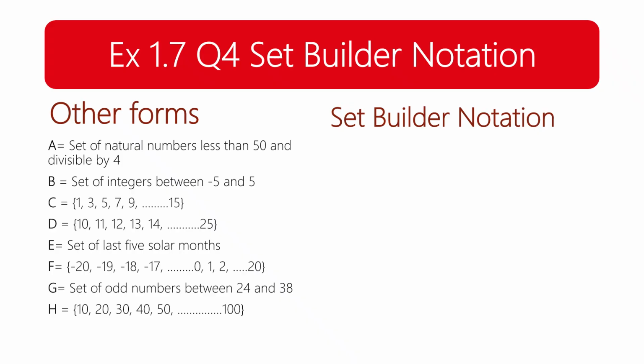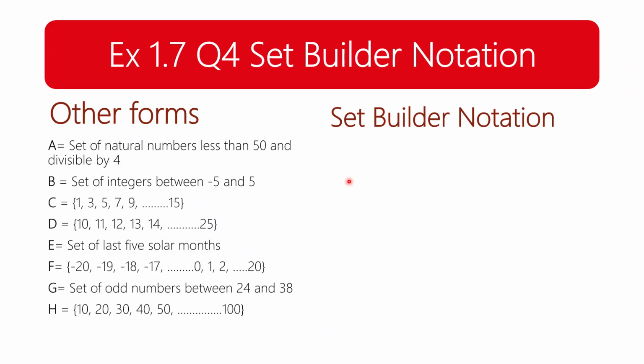Now exercise 1.7, questions before: we have to write these two forms. It means we have the descriptive form over here and some in the roster form, and we have to convert them into set builder notation. As you all know, set builder notation contains some mathematical symbols and we have to follow the sequence also. Then we can write any set into set builder notation. Now let's check it out.